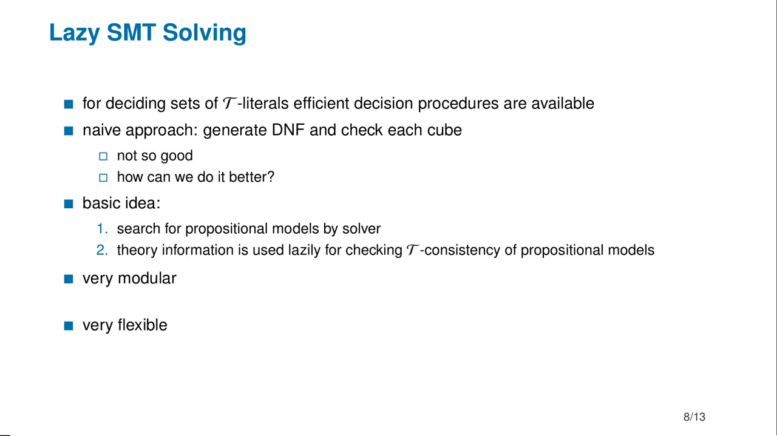However, this approach is not so good, because the translation to DNF is expensive. And now the obvious question is, how can we do it better? The idea is to use a SAT solver, because a SAT solver is good for solving propositional formulas. We can build an abstraction by introducing propositional variables for the theory atoms and ask the SAT solver, is there a solution for this abstraction formula? If this is the case, we can translate the Boolean variables back to the theory literals and use the theory solver to check if the found model of the propositional abstraction is indeed a model of the SMT formula. This approach is very modular, very flexible, and it is implemented in many state-of-the-art solvers today.